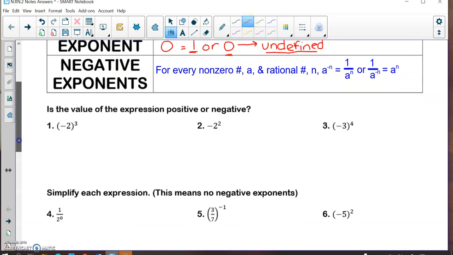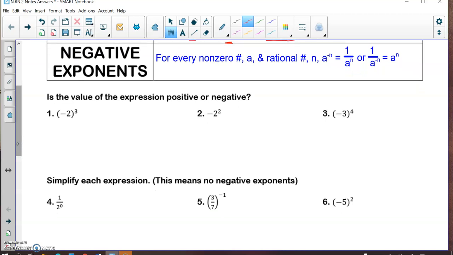All right, so now we're going to practice. For numbers 1, 2, and 3, we're not actually finding the value of the expression. We're just determining whether the value is going to be positive or negative. If I have negative 2 to the 3rd power, that's really negative 2 times negative 2 times negative 2, which would give me a negative value, because if you have three negative numbers multiplied by one another, you get a negative number.